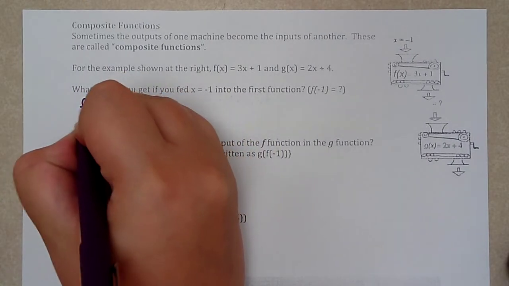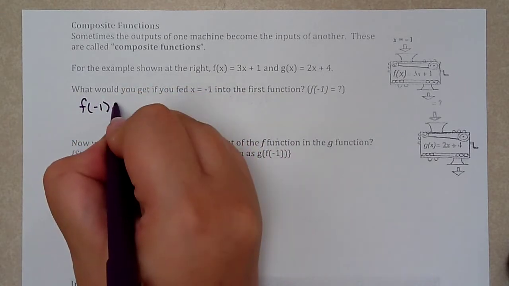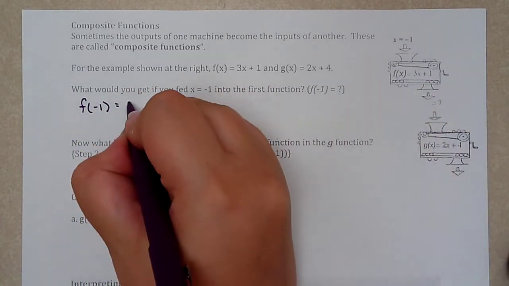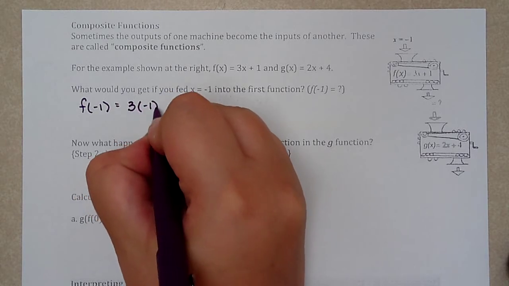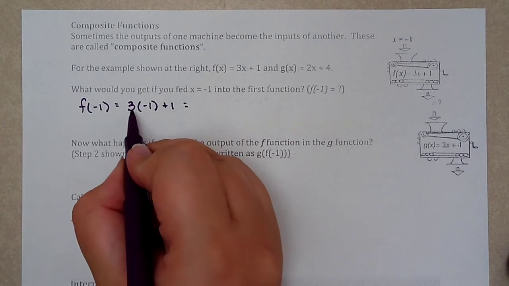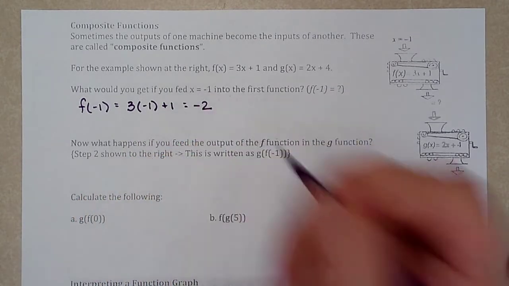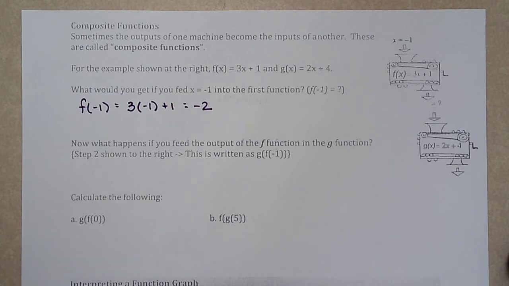Well, let's do that. F of negative 1 equals, I have 3x plus 1, so anywhere I see an x, I'm going to replace it with negative 1, equals, so 3 times negative 1 is negative 3, negative 3 plus 1 is negative 2, just like that.